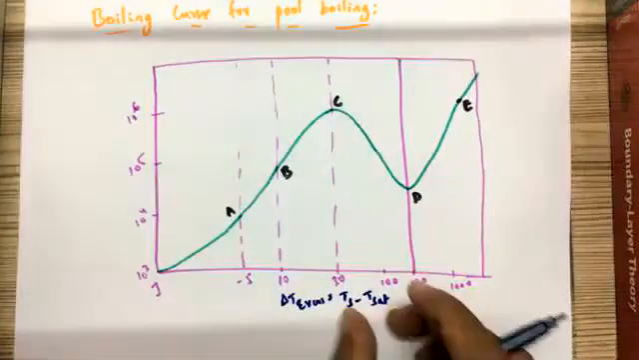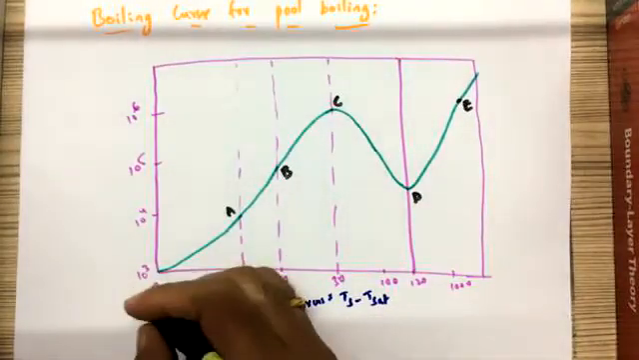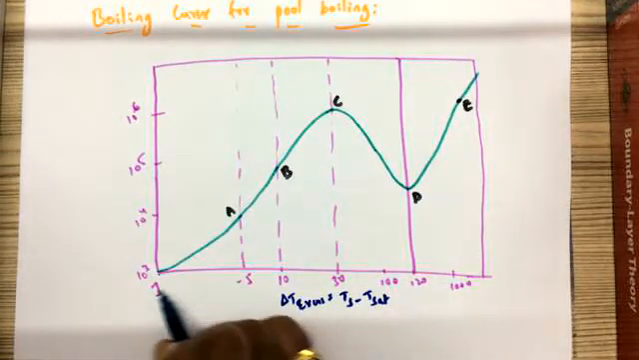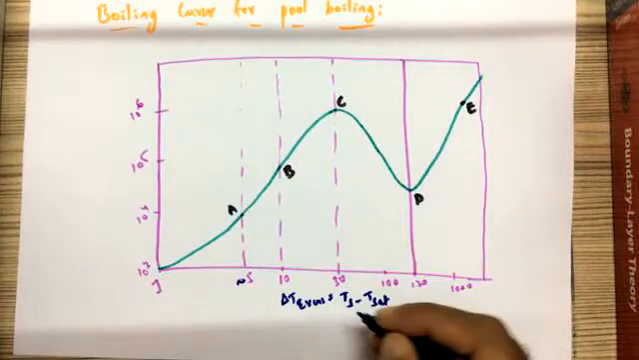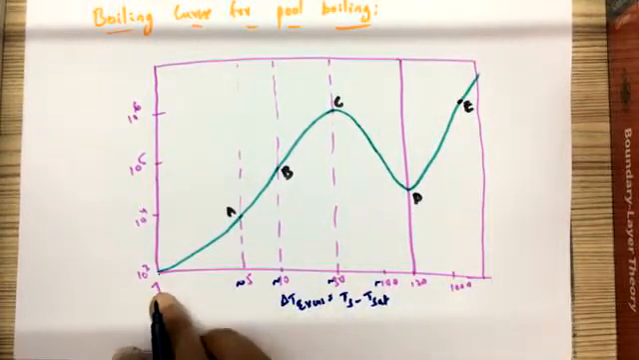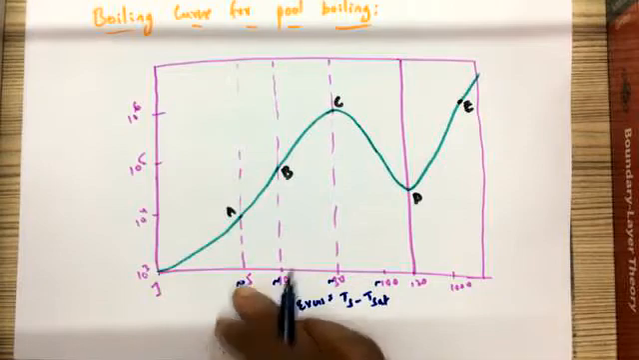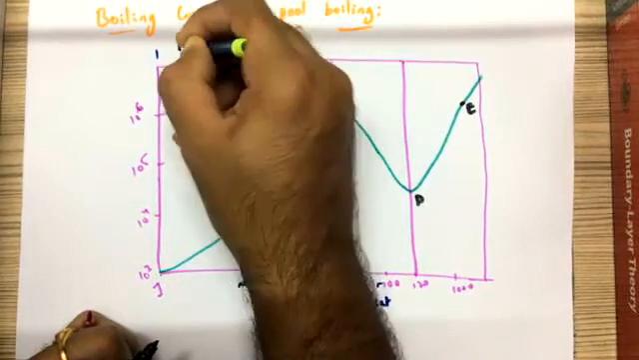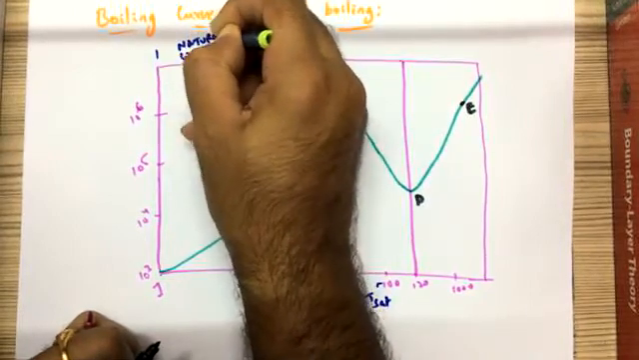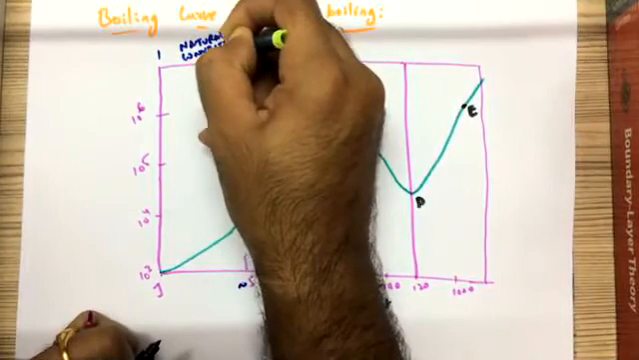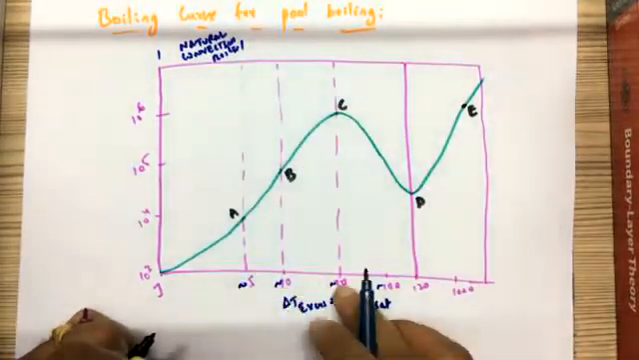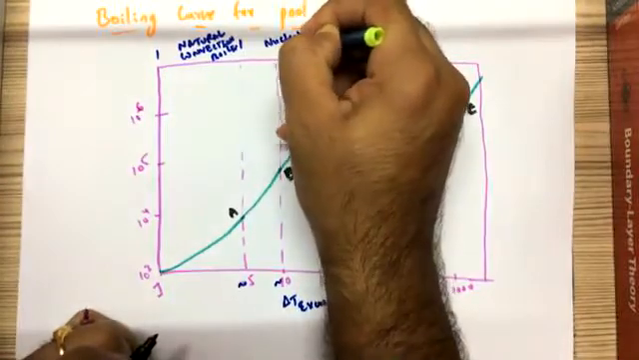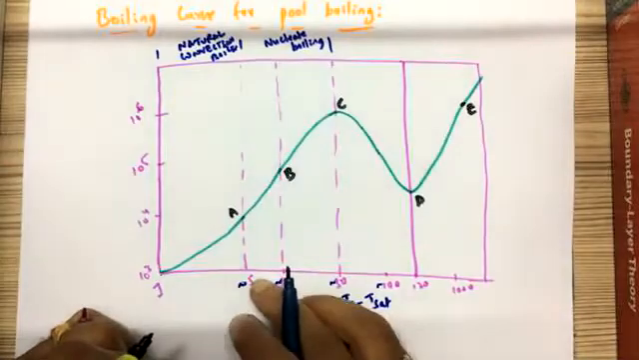Now if the delta T is in between 1 to 5, this is approximately, not minus 5, this is approximately. If the delta T is in between 1 to 5 degrees Celsius, then you know that that is natural convection boiling. If it is in between 5 to 30, then we know that it is nucleate boiling.